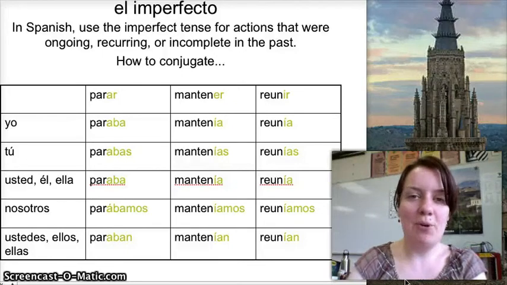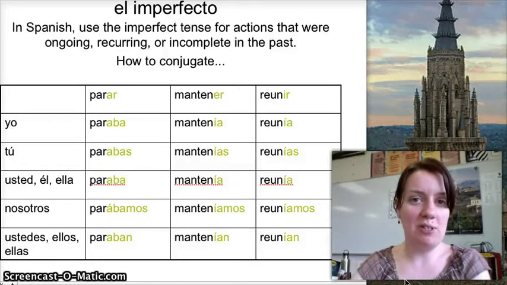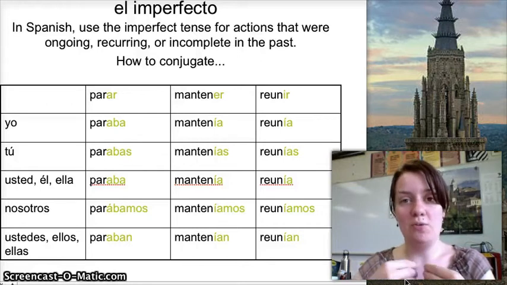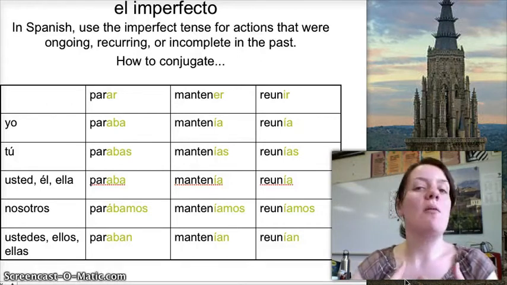Hello! We're talking about imperfect today, and I am going to attempt to keep this short and sweet. That's hard for someone like me who gets really chatty, but here we go.